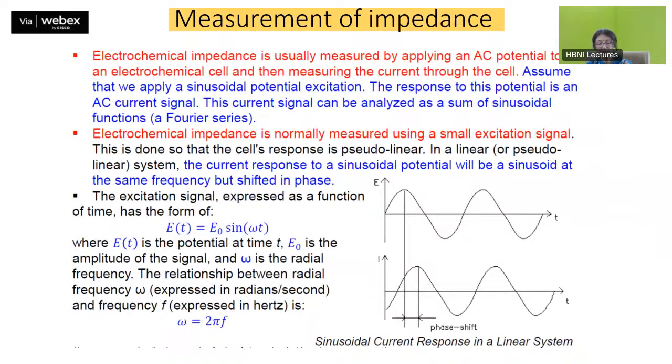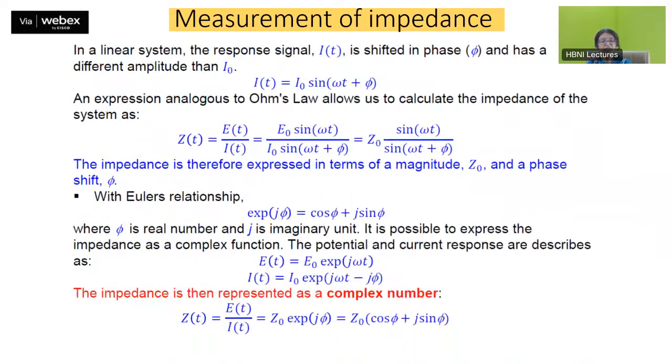I will not go through this slide because I have explained it below. What you have is basically E(t) = E0 sin(omega t). In a linear system, the response signal, the current, is shifted in phase, as I said, and it will have a different amplitude than I0. So your I(t) will be I0 sin(omega t + phi).